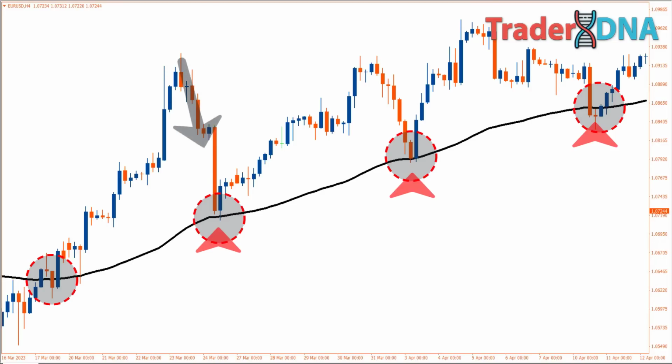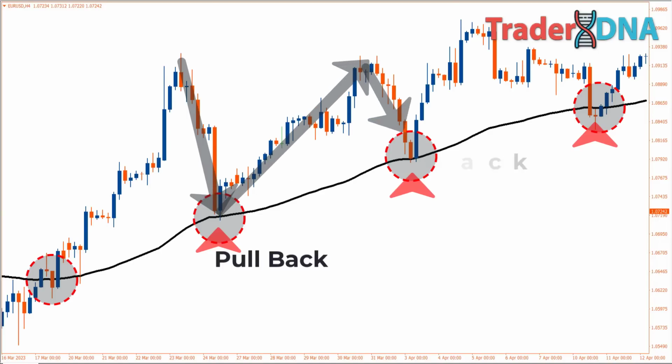As you can observe, the price made a pullback towards the moving average and then continued to trade higher. It pulled back towards the moving average once again and continued its upward trajectory. This serves as an example of the price pulling back towards the moving average.